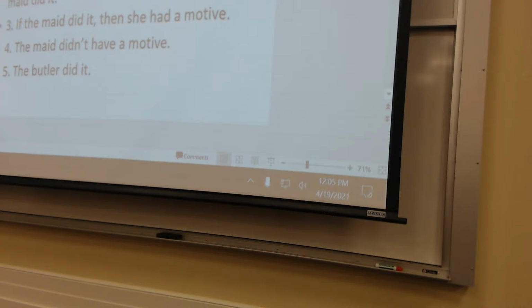So what we're going to use, as I said before, is called the indirect proof strategy, which works something like this. I'll give you a minute to finish jotting this down.